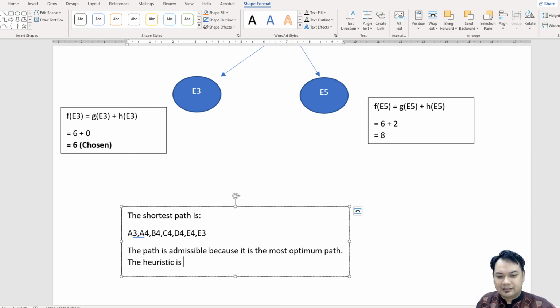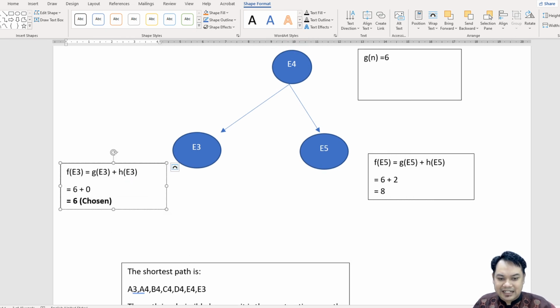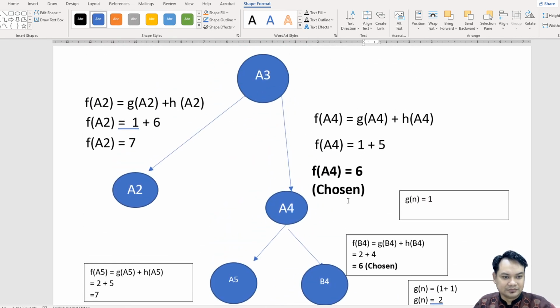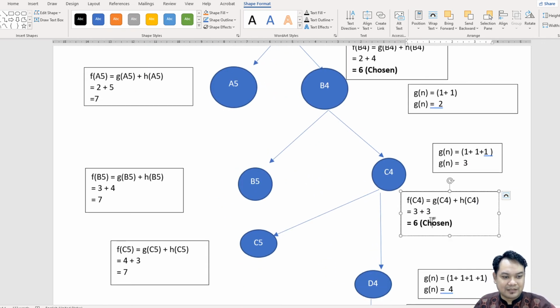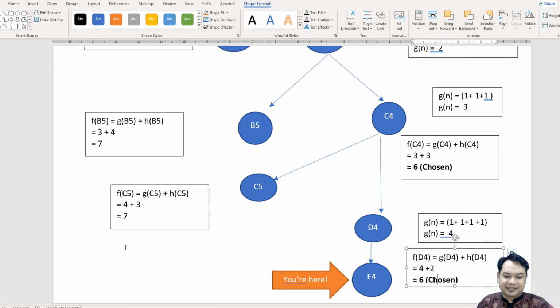The heuristic is also monotonic. So kenapa monotonic? Alright, kalau kita perasan, semua total cost dia adalah 6. 6, 6, 6, 6, 6, 6, 6, 6. So, it never goes above 6. It never goes above 6, so it is monotonic. Okay, mono means 1. Monotonic. Dia tak berubah dan dia tak meningkat cost dia. So, kalau menurun, kita boleh terima juga sebagai monotonic. So, it is really a monotonic heuristic pass. Okay, the pass is also monotonic.